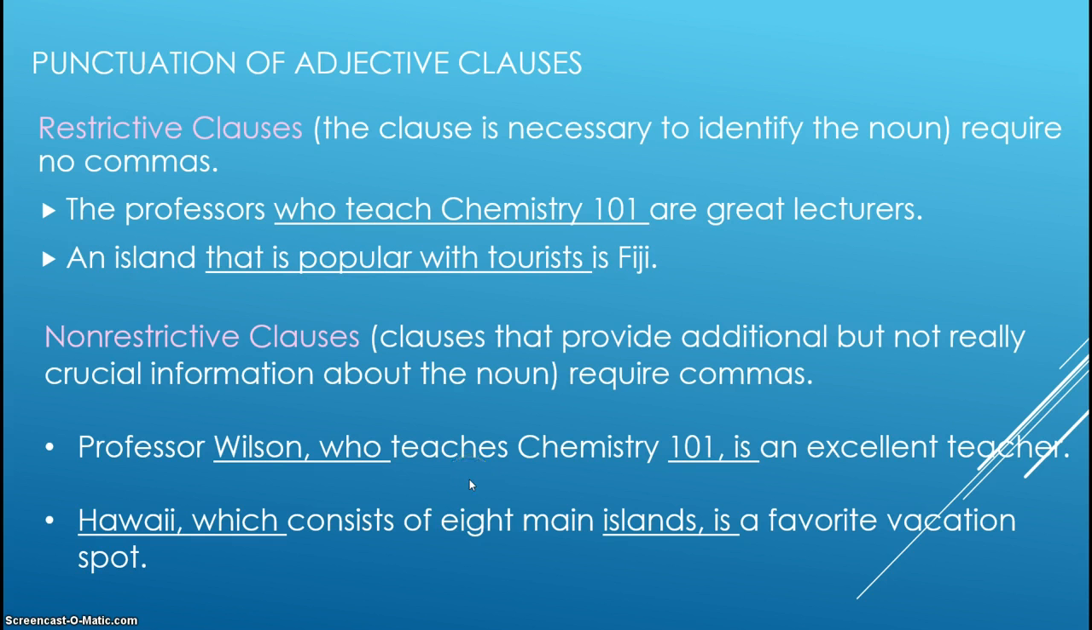And the next one: Hawaii, comma, which consists of 8 main islands, comma, is a favorite vacation spot. Now again, look at my independent clause, the main sentence. Hawaii is a favorite vacation spot. That's my main point. How many islands are in Hawaii is not my main point. This is just bonus information. So we need to identify it with the commas. There's that kind of clause.